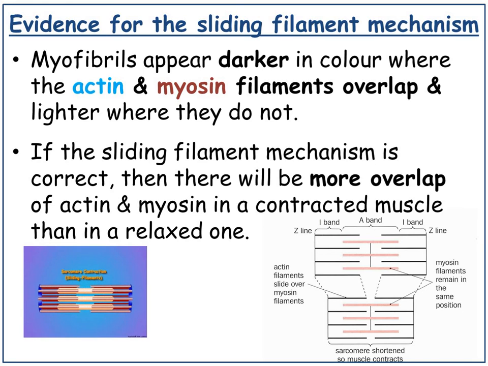So what evidence have we got for the sliding filament mechanism? Well, the myofibrils appear darker in colour where the actin and myosin filaments overlap, and lighter where they don't overlap. So if the sliding filament mechanism is correct, then there should be more overlap of actin and myosin in a contracted muscle than in a relaxed one.